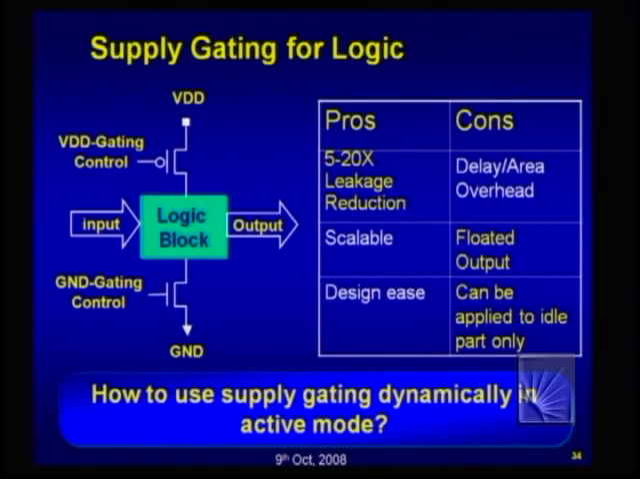So, if you want to use it in standby mode, you have to be careful, because in standby mode the outputs are floated. If you add a gating transistor and you turn it off, the output becomes floated. So, it is a major challenge to use supply gating for reducing active leakage, or the leakage in active mode. But it is an extremely effective technique. The leakage reduction is 5 to 20x. That is a huge reduction in leakage, but the problems are in terms of overhead and the fact that the output becomes floated.